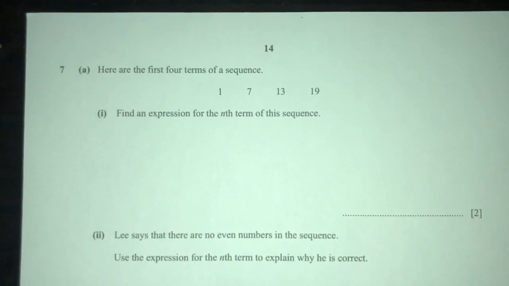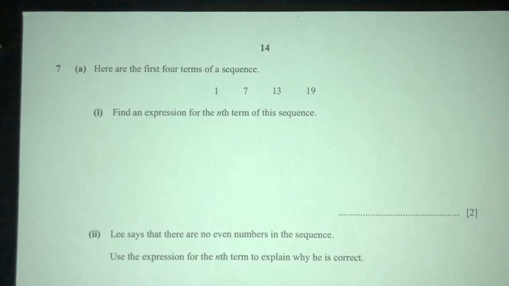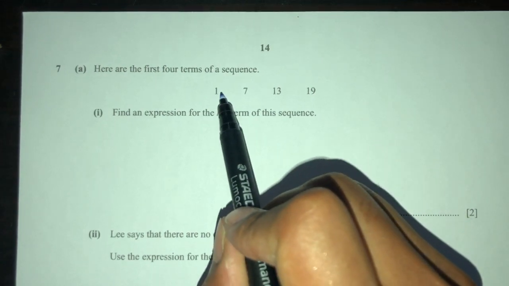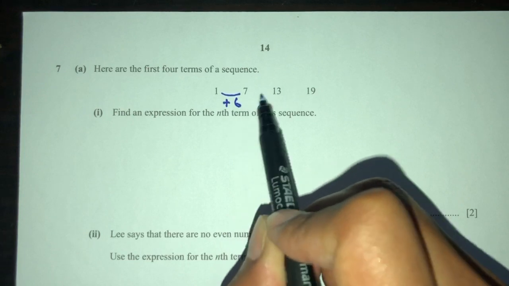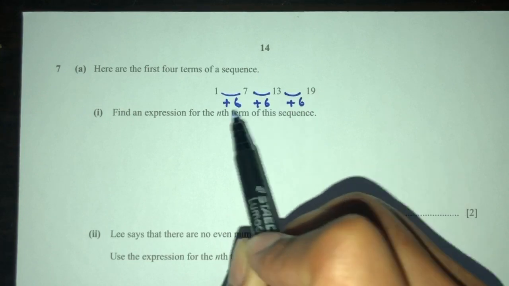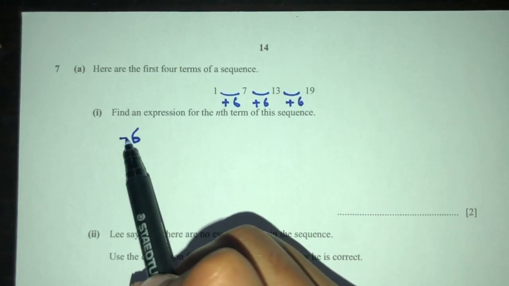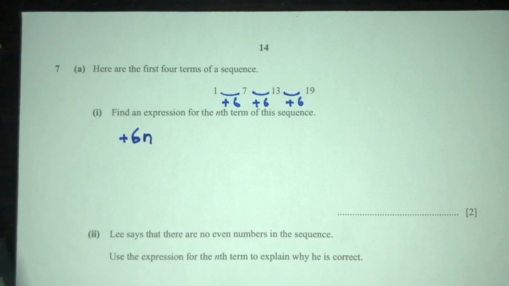So here are the first 4 terms of a sequence. Part 1, we have to find an expression for the nth term of this sequence. By observation, you can see that every time we are adding plus 6, and plus 6. Now, whenever we have plus 6, we first write down 6, or plus 6, and let's first write this down. That's the first step.